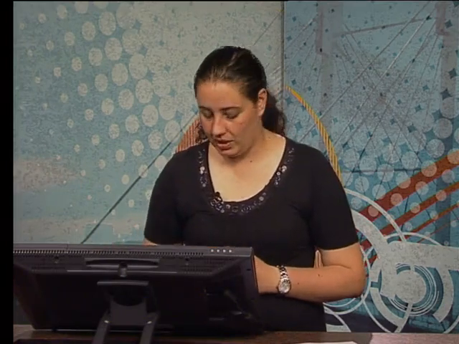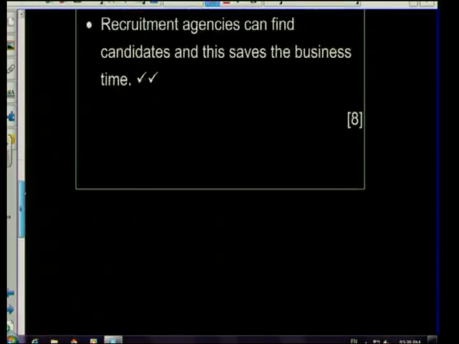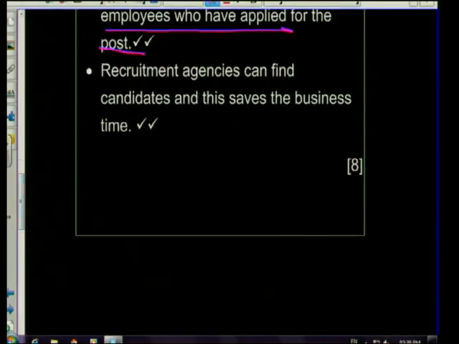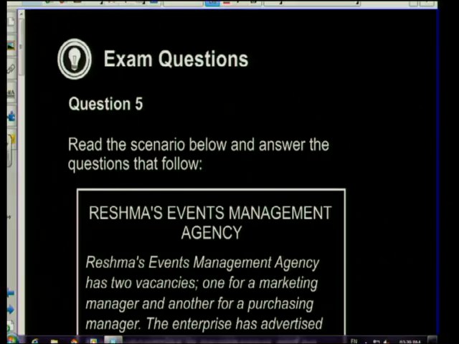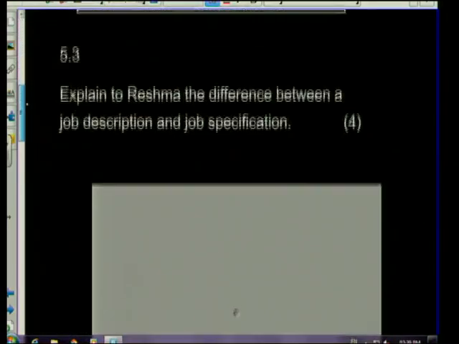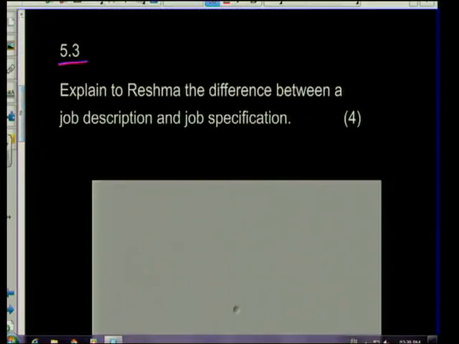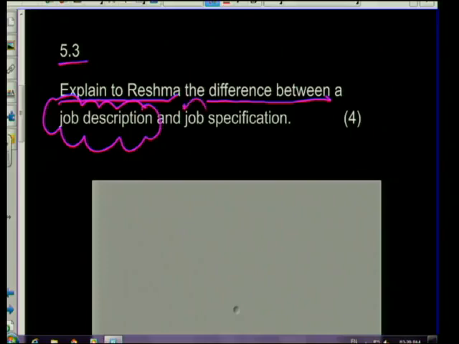Let's go to the next question here. And obviously, grade 12s, you can read on further for that part, the next part there. Question 5.3, we're looking at, explain to Reshma the difference between a job description and job specification. So this is worth 4 marks.